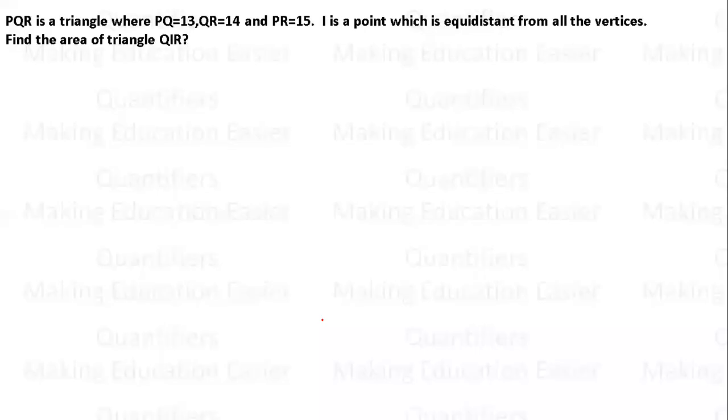Now, as always, before I discuss the solution, let me quickly tell you a small concept. Students, in any triangle, there is a point which is equidistant from all the vertices. This point is known as the circumcenter. Again, I'm repeating, the point which is equidistant from all the vertices is known as the circumcenter.